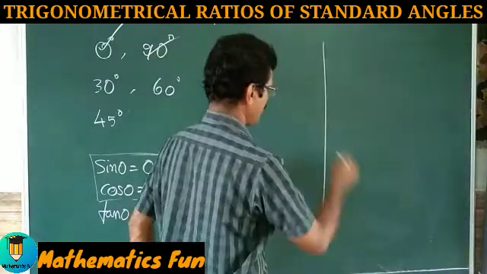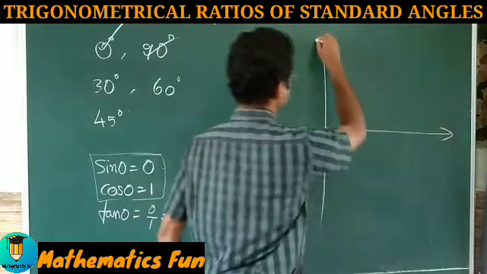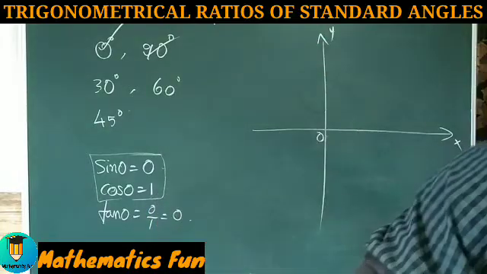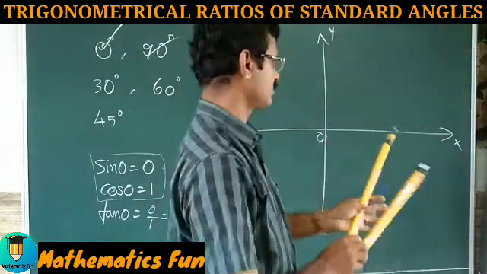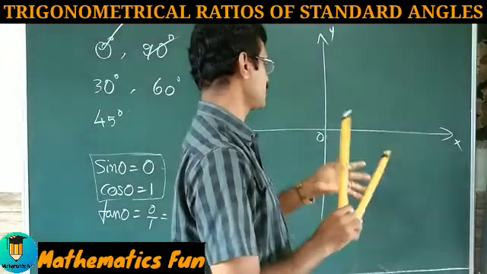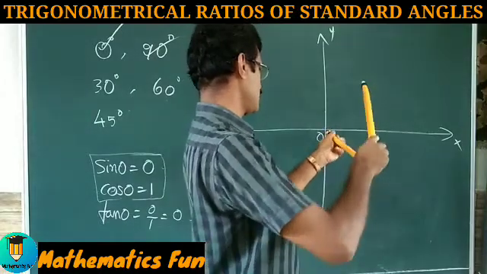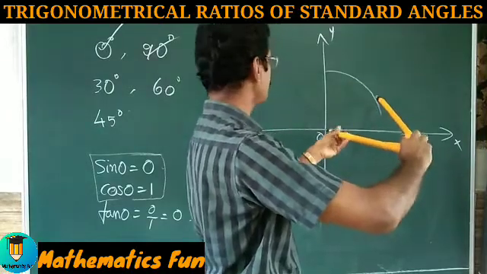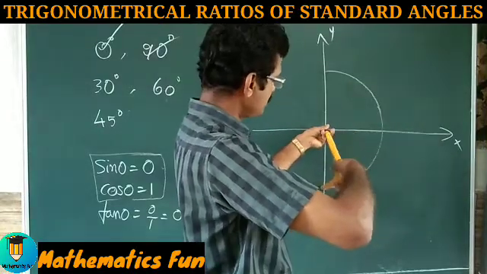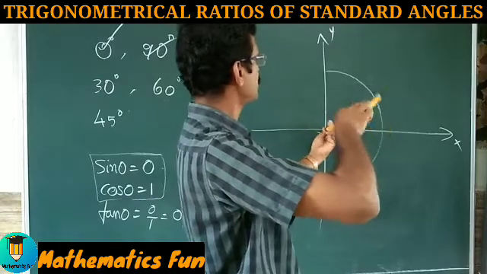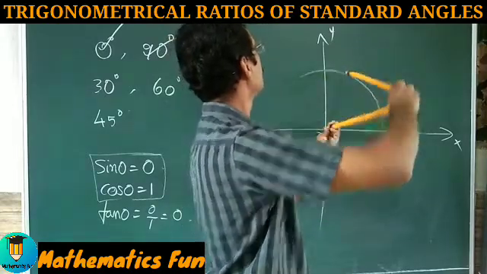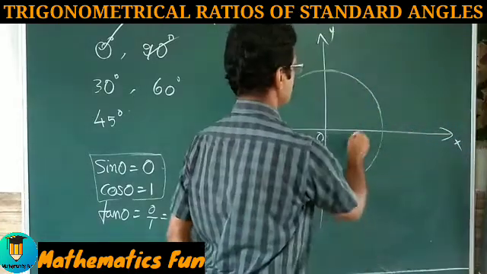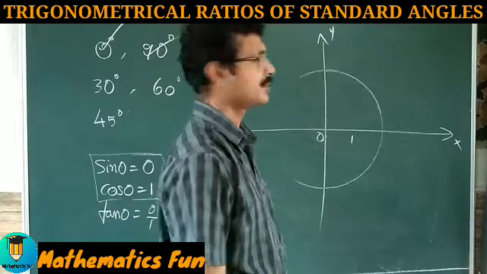See again, I am drawing the axes, x axis, y axis. This is the origin. I am making a unit circle with origin at the center. I am not going for the whole circle, I only need a semicircular region. I don't want the whole part. As a unit circle I have made, unit circle means radius is 1 unit.